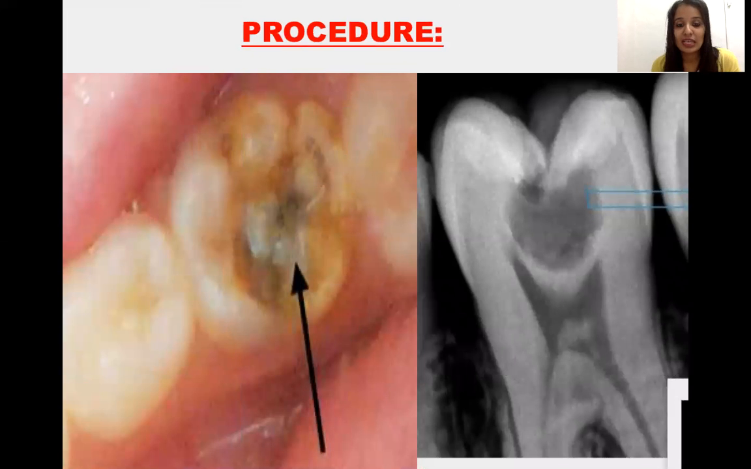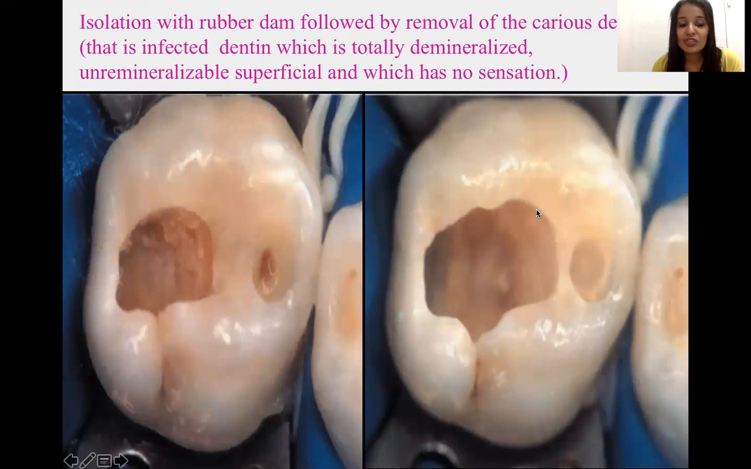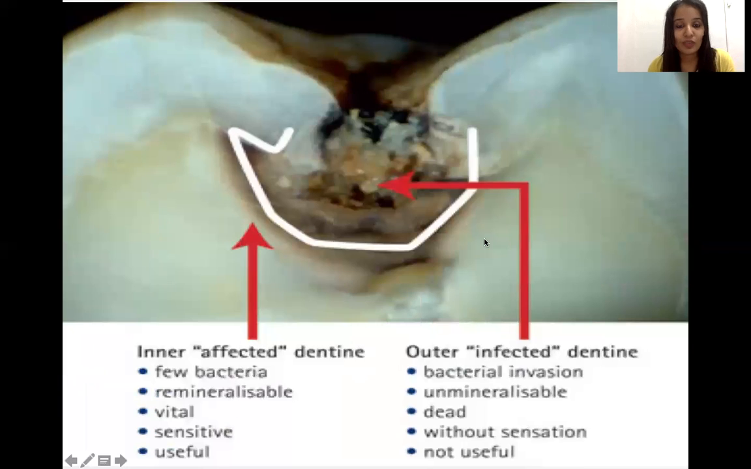Moving on to the procedure, as you can see in this picture, there is a deep caries involving a molar tooth, and this radiograph shows the deep caries lesion. Isolation with rubber dam can be done, followed by removal of the carious dentin, that is, the infected dentin, which is totally demineralized, unremineralizable, superficially placed and has no sensation. This type of infected dentin is removed completely. In the second picture, you can see the infected dentin is completely removed and clean.